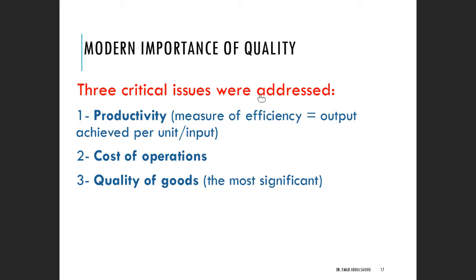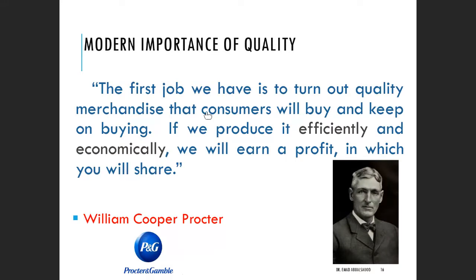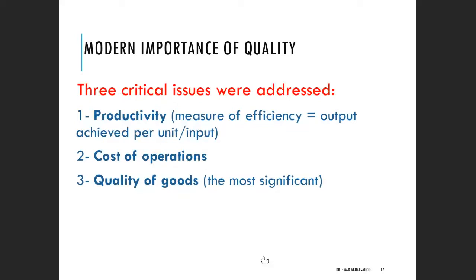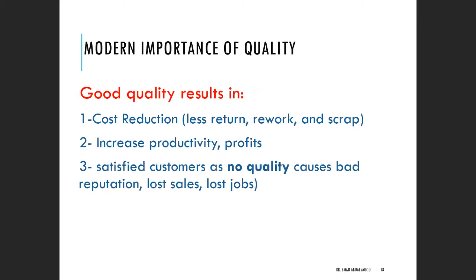Three critical issues were addressed in that definition: productivity, which can be measured by efficiency, the cost of operations, and quality of goods. Those are the three critical issues identified in the definition of William Procter. So those are the focus: how to be productive and efficient, meaning the output and the input have to be in the best utilization. Your resources have to be utilized at their best. The cost of your operation has to be reduced as much as it can. And the quality of goods means the best you can produce of your product, meaning you fulfill the requirements.